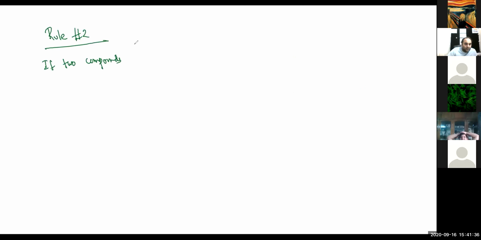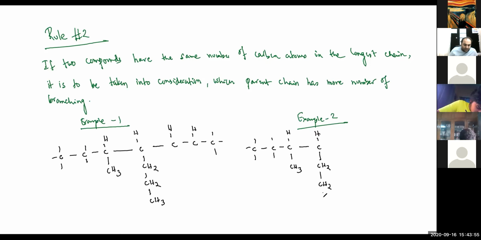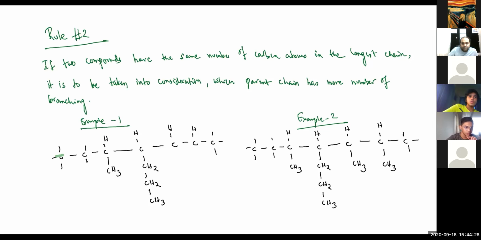So rule number 2. Wait, what was rule number 1? If two compounds have the same number of carbon atoms in the longest chain, it is to be taken into consideration. Sir, in example 1 a few carbon bonds seem to be missing. Why? Sir, toward the end. Okay, these two are missing.